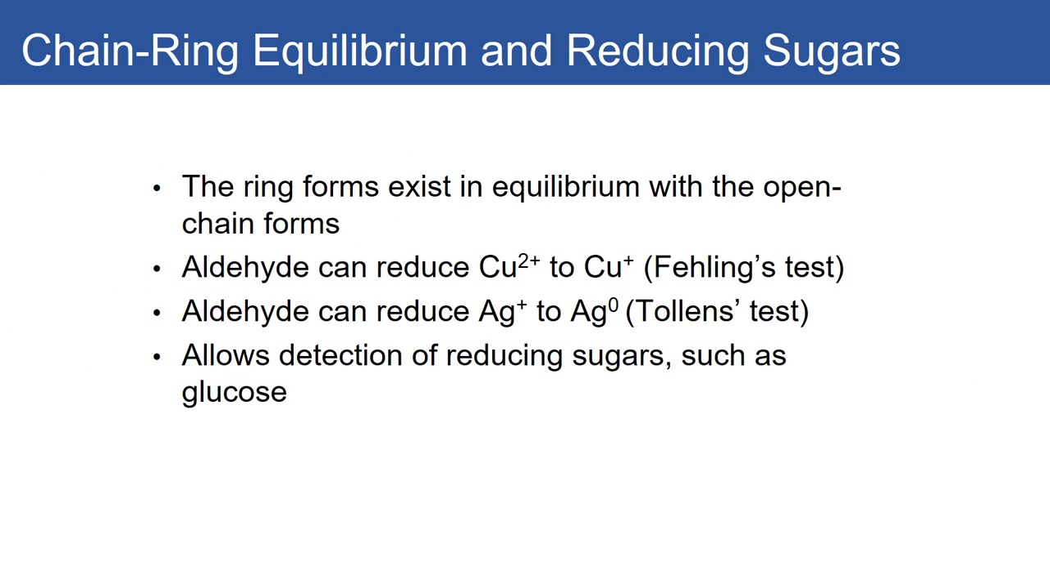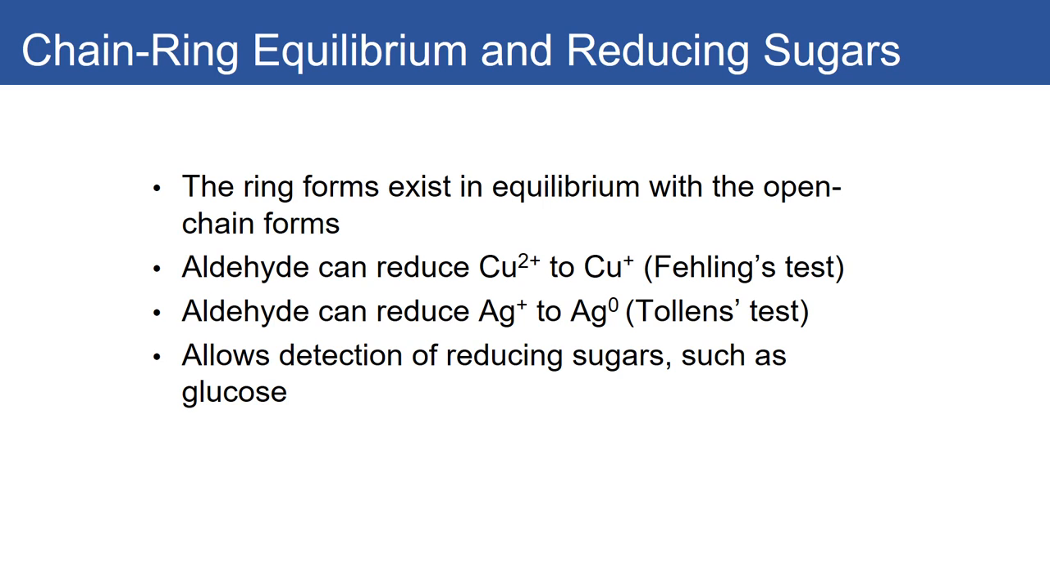A ring form exists in equilibrium with an open chain form. An aldehyde can, and that's generally true in the free form. As they get to be more complex structures, that's less true. All monosaccharides are reducing, and the free aldehyde group or the free ketone group are the reducing agents. Most disaccharides are, and a few oligosaccharides and polysaccharides are also reducing.